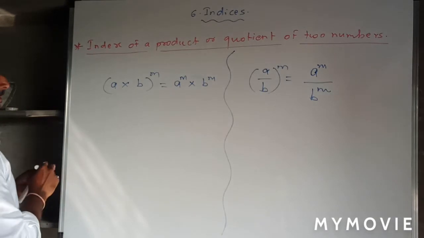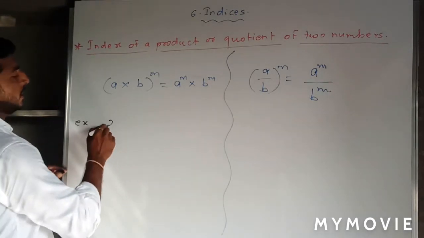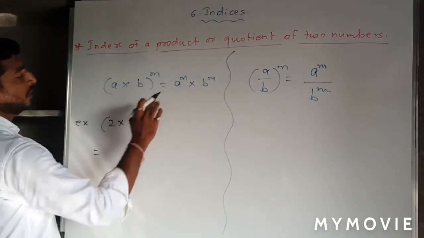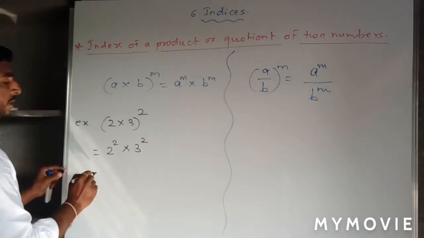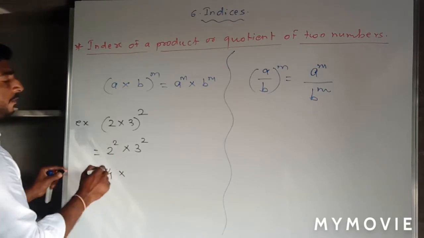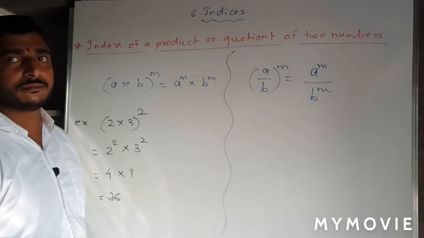Now we are going to see one example. If it is (2 into 3) bracket raised to 2, according to this law, you have to distribute the index. So it will be 2 raised to 2 into 3 raised to 2. So 2 raised to 2 will be 4, that means square of 2, and square of 3 is 9, and your answer will be 36.